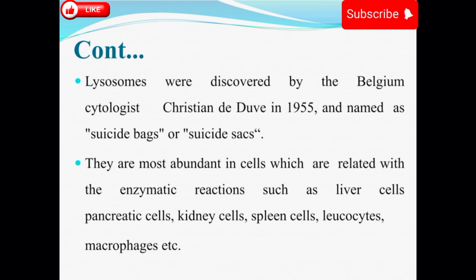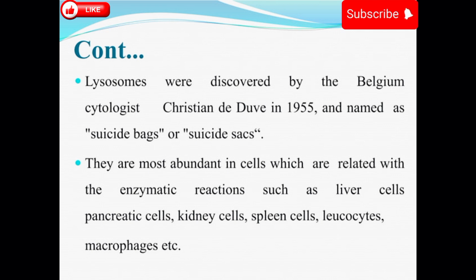Lysosomes were first discovered by the Belgian cytologist Christian de Duve in 1955 and named suicide bags or suicide sacs, and sometimes they are also called garbage disposal units, because they eat various types of garbage within the cell and outside the cell. That's why they are known as garbage disposal units or suicide sacs.